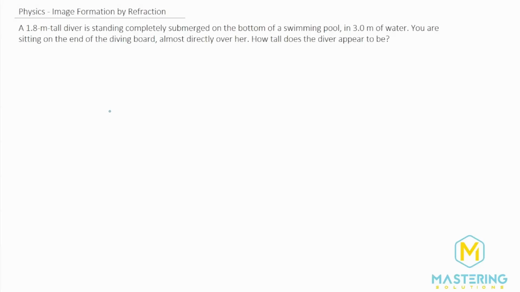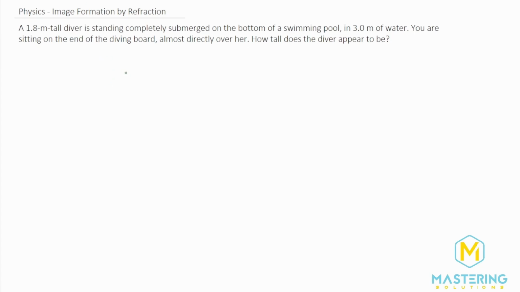Welcome to Mastering Solutions. In this question, there's a couple different ways that we can think about it. I'm going to show you two different ways. The first way is going to be the fast, easy way of thinking about it. I'm going to show you a longer way, maybe a little bit more thorough, but you'll see that we get the exact same answer with both methods.